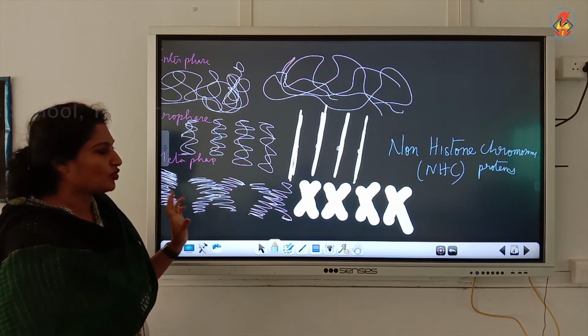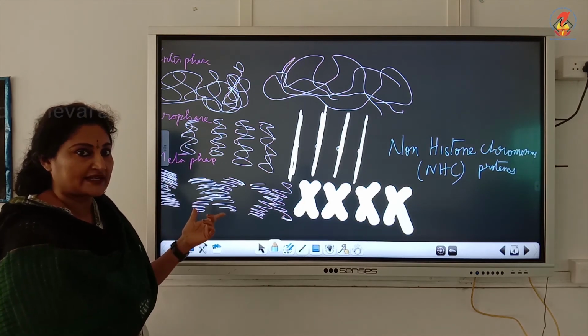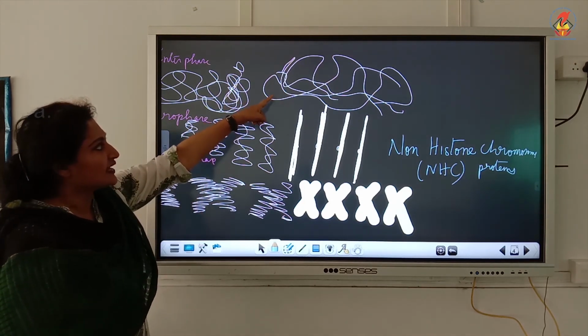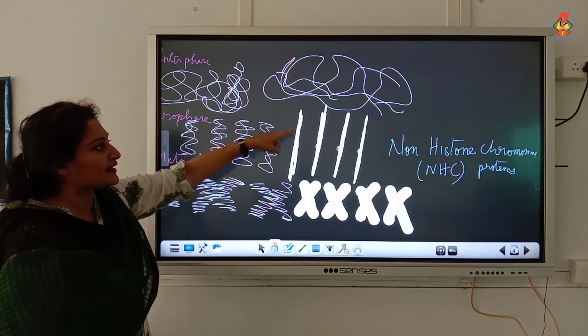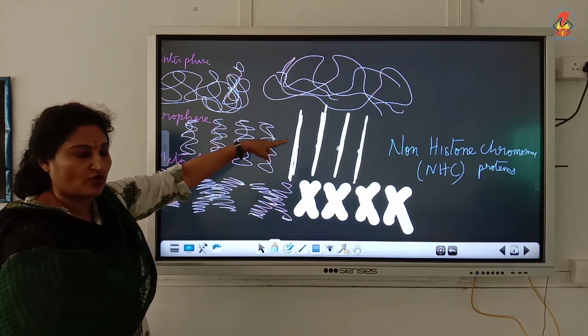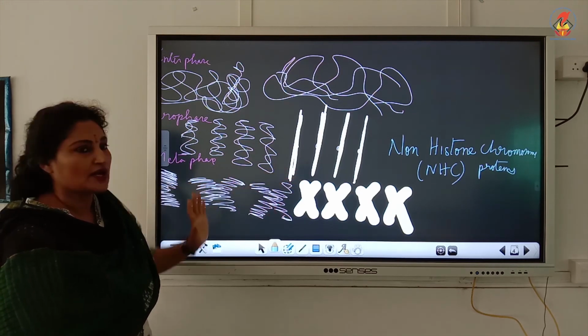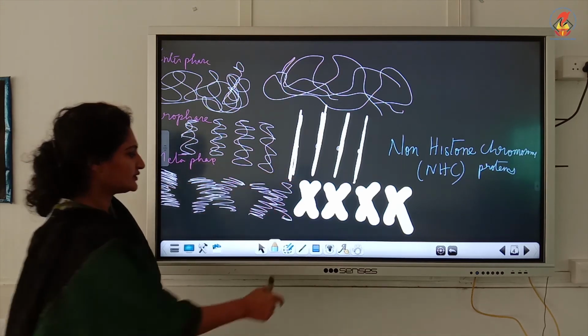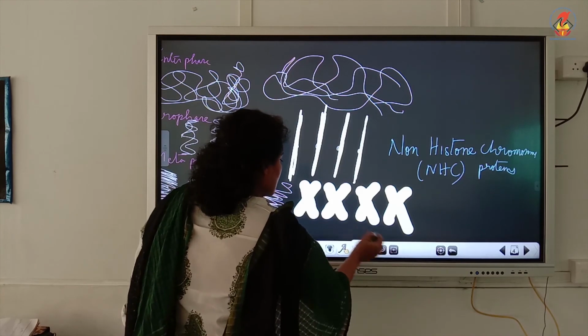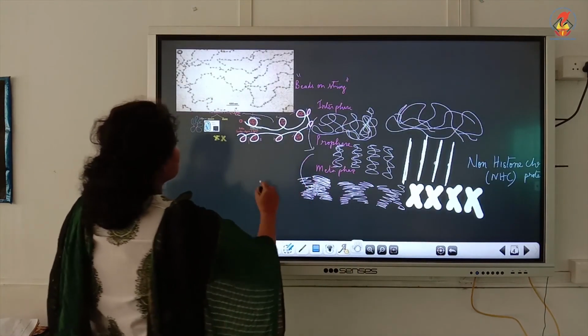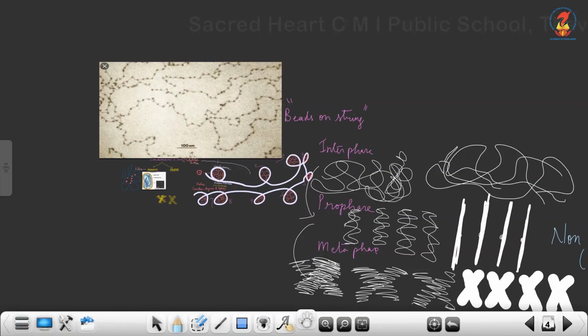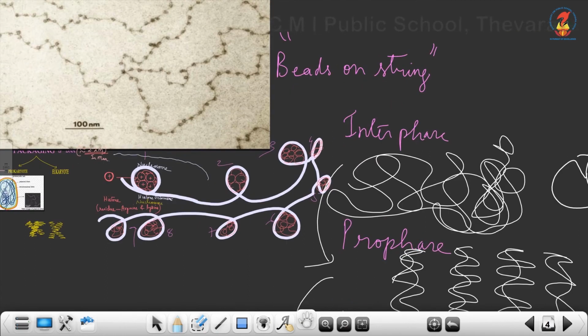Clear? So, I hope you have understood how the DNA is packaged in the chromatin, and how the chromatin is packaged in the prophase stage to form the rod-shaped chromosome, and further packaging and condensation in the metaphase stage. Clear? So, once again, in a nutshell, the packaging of the DNA in eukaryotes.